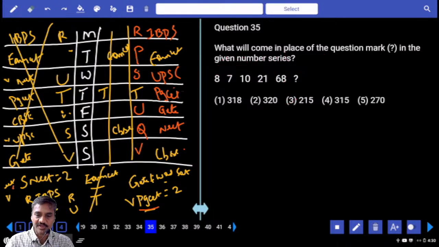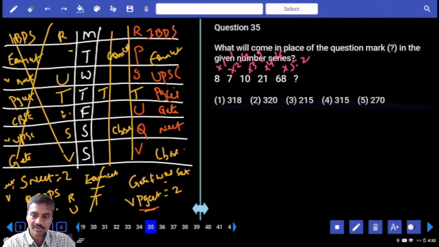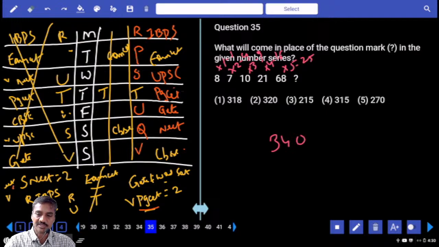And finally 35, 8 and 7 can be expressed as 8 into 1 minus 1. Next here 7 into 2 minus 4. And 10 into 3 minus 9. Into 1 minus 1 square, into 2 minus 2 square, into 3 minus 3 square, into 4 minus 16, into 5 minus 25. Now 68 into 5 is how much? 340. Now 340 minus 25, 315. Now 315, choice 4 for question number 35.